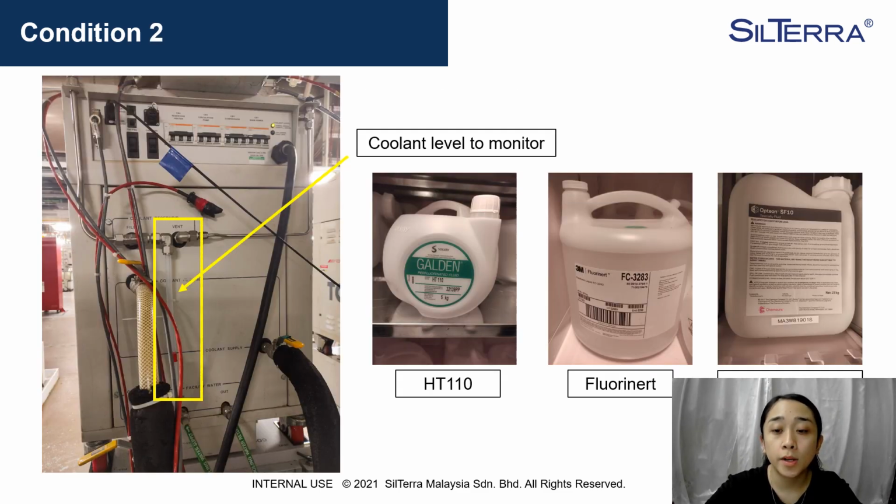Okay, so next we move to condition 2. This is the second condition to monitor, which is the coolant level. Actually before this, the subfab team only used a manual method to monitor the coolant level, which is by using a cable tie, where the coolant level cannot be less than the set level.